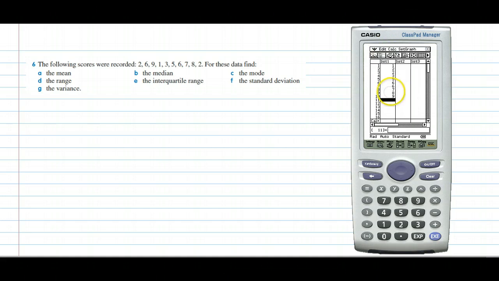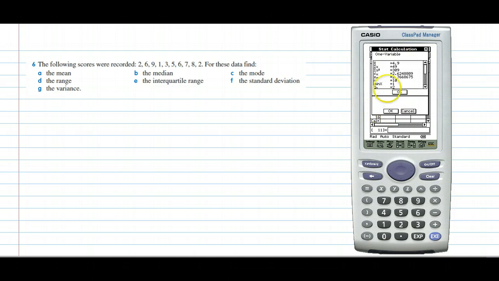So we're dealing with list 1. And now the numbers are nicely in order. And we can go calc, one variable. We're only interested in list 1, so we go OK. And it's given us all the statistics we need to answer these questions. The first one in the list is x bar, which is the mean, and we're told that that is 4.9. The median, if we go down our list of statistics, we're told is 5.5. So we can put 5.5 down as the median.